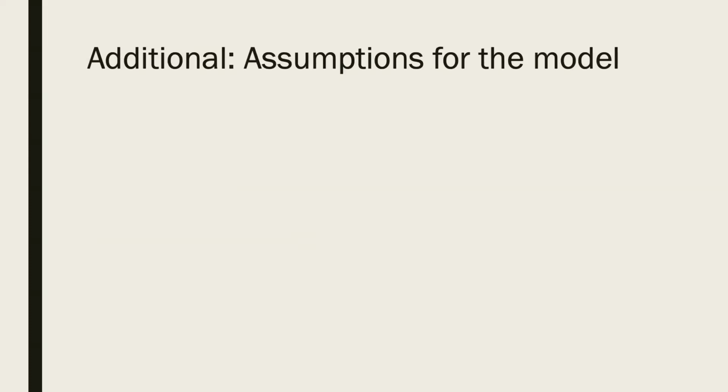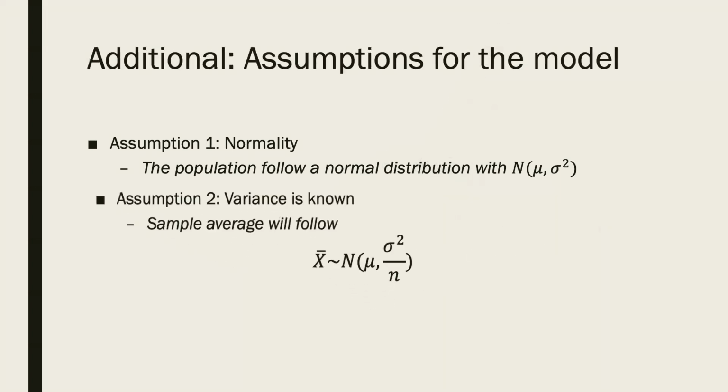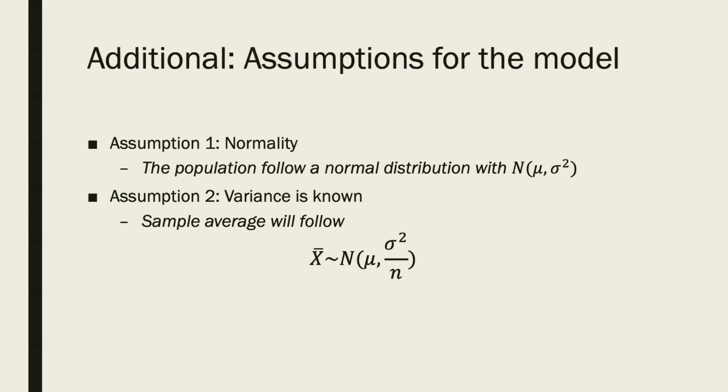And we need to make some assumptions before we run the test. We assume the population follows a normal distribution with a certain mean and variance. And we also assume that the variance is known and is consistent throughout the whole year. Either during winter or summer, it will be the same.